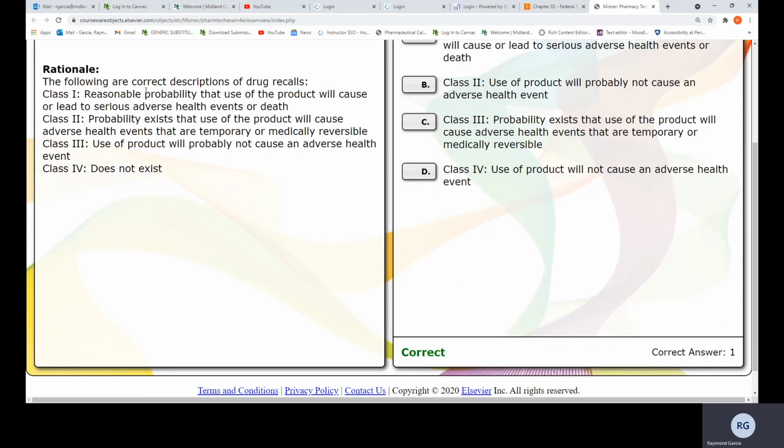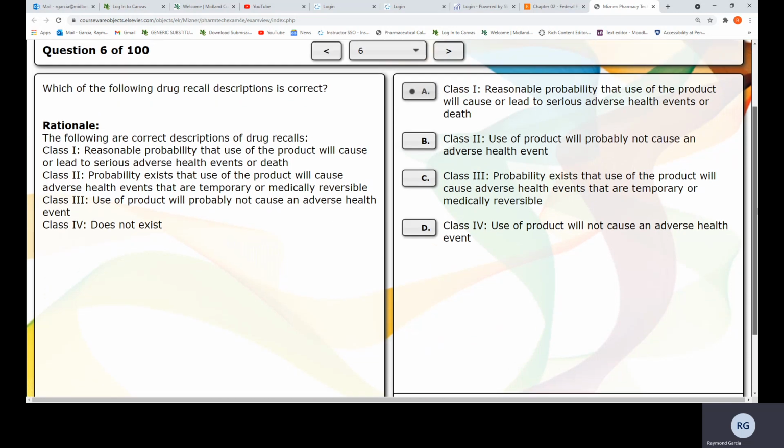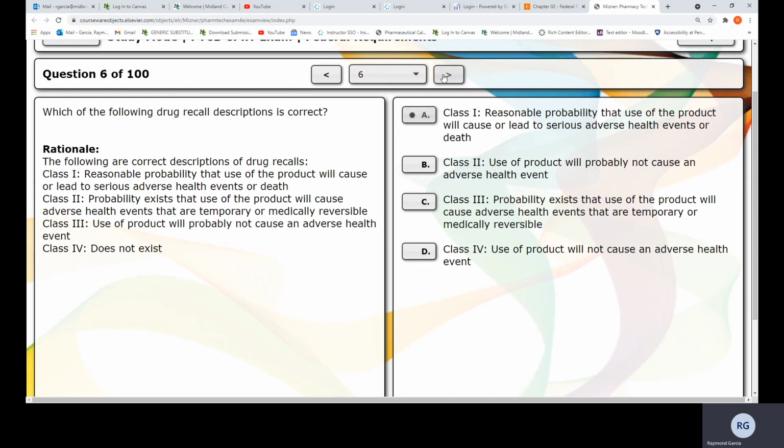So I list here the following correct descriptions of drug recalls. For the most part, class 1 would equal probably a near-death experience or death. Class 2, the probability will not affect you so much. It's temporary or medically reversible. And class 3, use of product will probably not cause an adverse event. And there's no class 4. And I'm pretty sure you'll see that on the test.